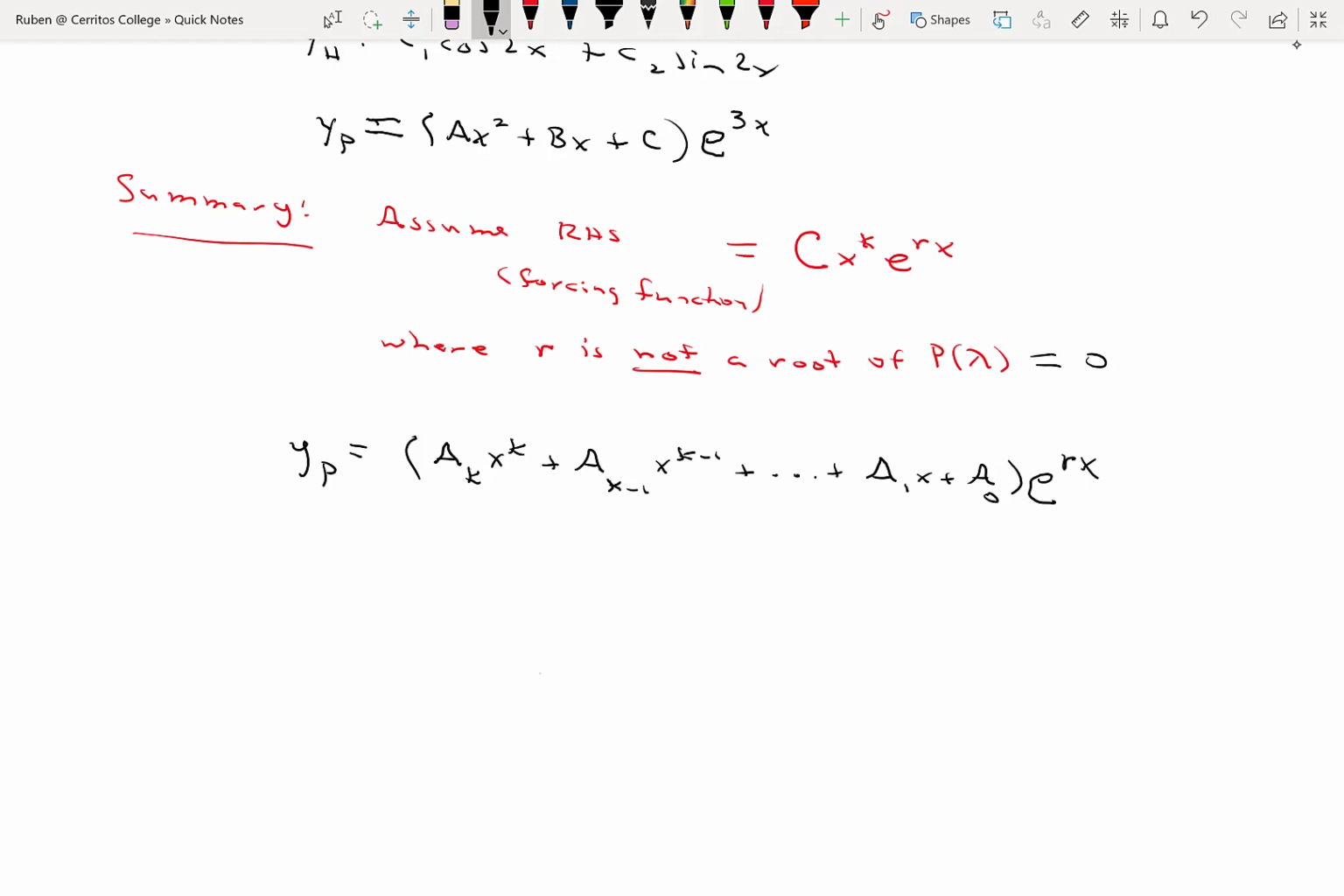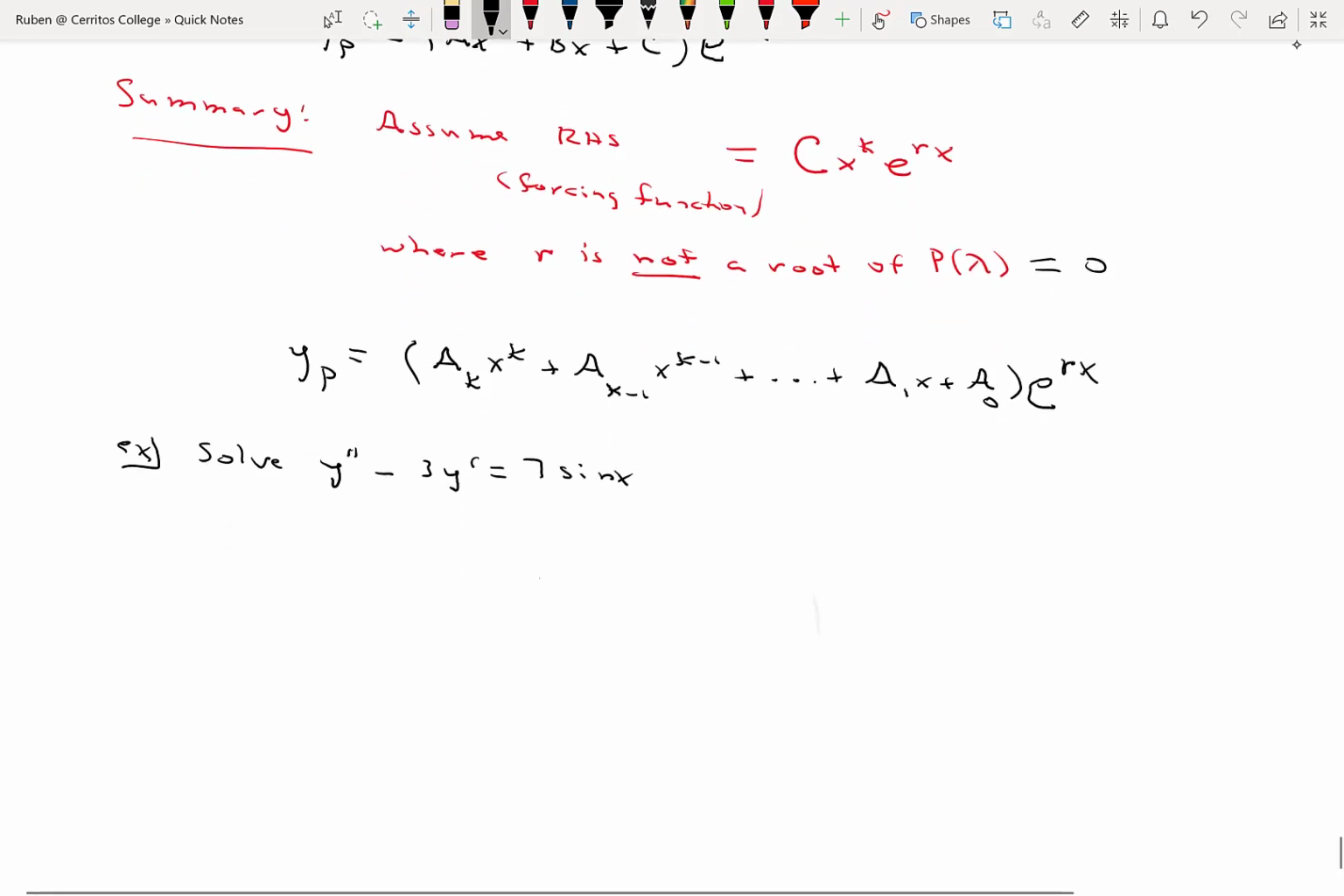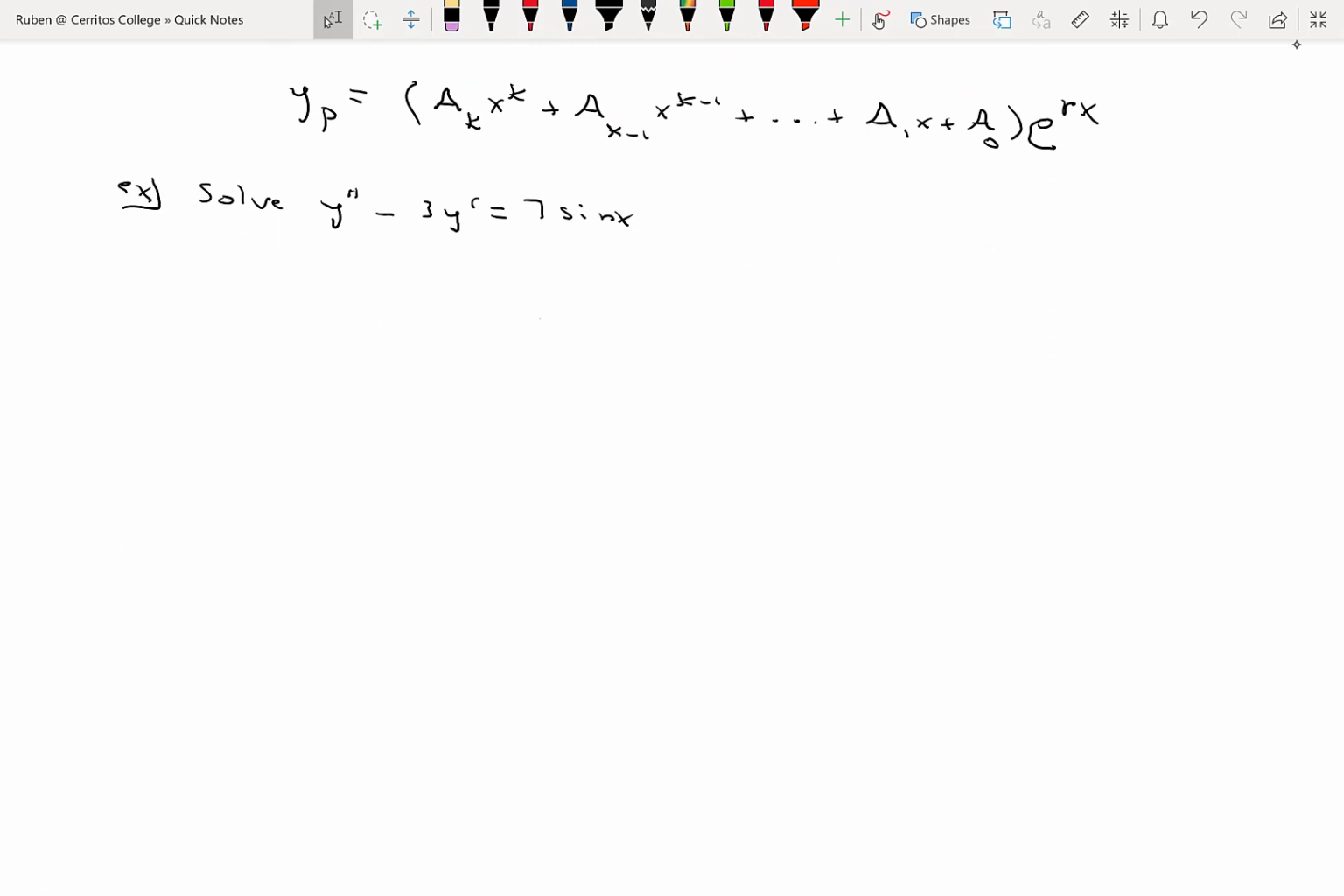Let's take a look at another example. Let's change our differential equation a bit. So suppose we want to solve the differential equation y double prime minus 3y prime equals 7 times the sine of x. In this case, the forcing function is not of the form in the summary. It has a trig function in it. So our particular solution should not look like the one I just wrote for the forcing function being a power times an exponential function. So let's proceed with this.